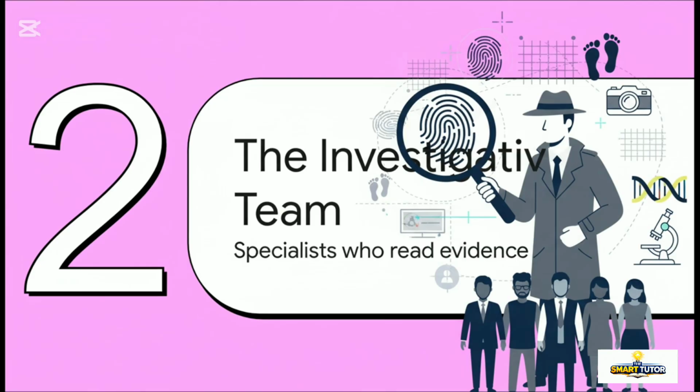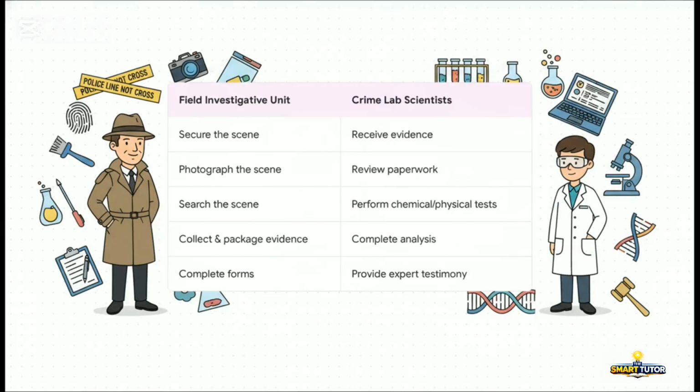Well, that brings us right into our second section, the investigative team. And let me tell you, it's not like on TV where it's just one genius detective. Nope, it's a whole team of specialists, and they each have very specific, very important jobs. So this team is basically split into two key groups. On one side, you've got the Field Investigative Unit, your CSI team.